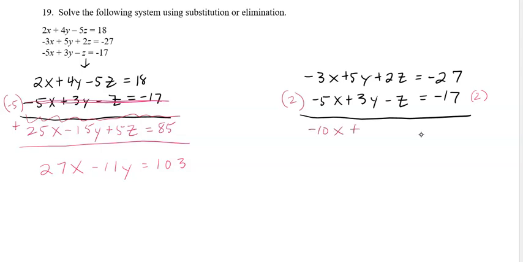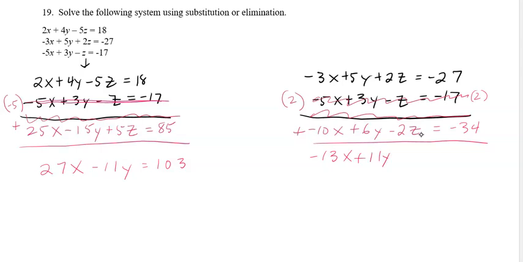-10x plus 6y minus 2z, and that's going to equal -34. So we'll not look at that one anymore. So let's add these together. -3 plus 10 is -13x. 5 plus 6 is plus 11y. The z's cancel. And -27 plus -34 is -61.